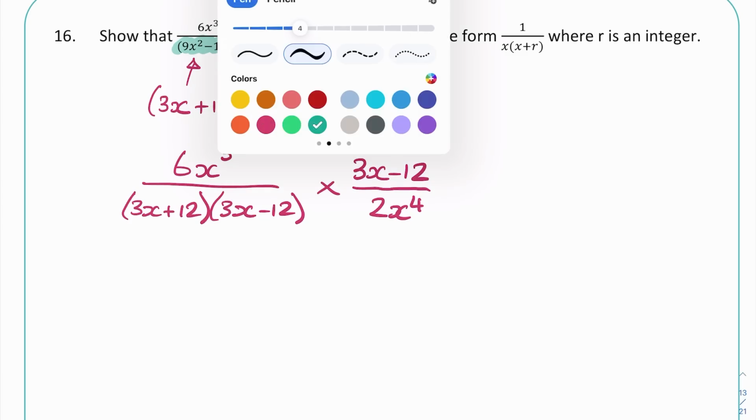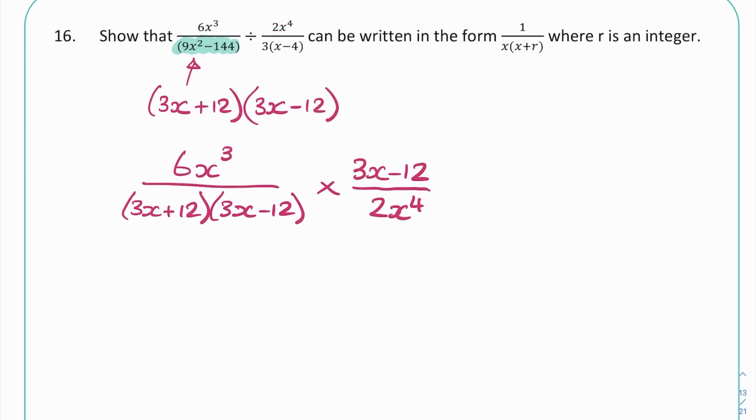Now when you are multiplying, you can cross cancel, because obviously everything on the top is going to be on the top, and everything on the bottom of both fractions is just going to end up on the bottom of both fractions.